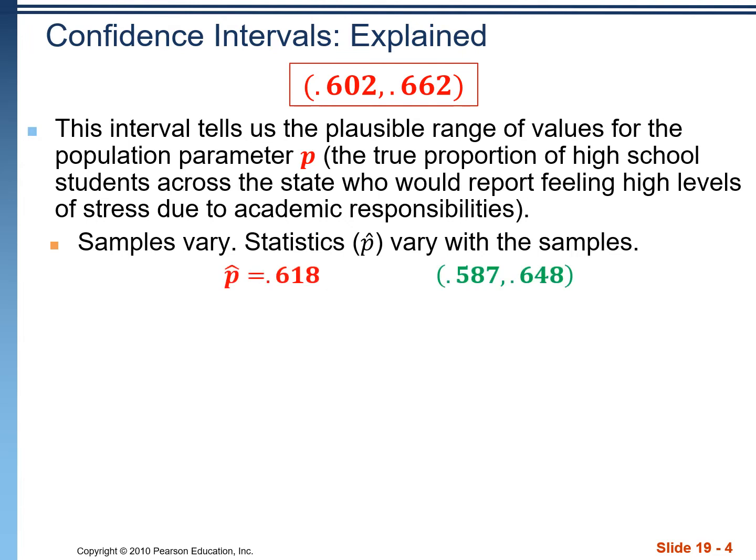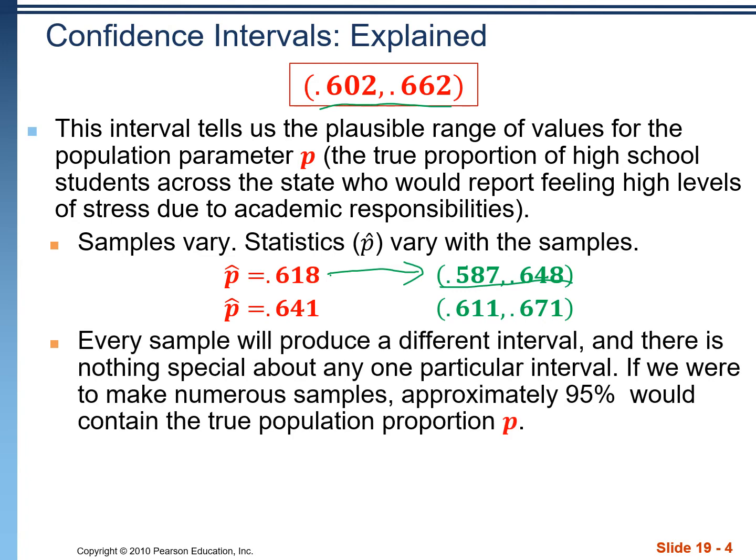Maybe if we did it again, 618 out of the 1,000 people we sampled would say, yes, I feel stressed because of my academic responsibilities. If we created a confidence interval around this value, we would get this interval. Okay, we can notice that this is different than this. If we took a different sample and this time got 641, we get a different interval again. Every sample is going to produce a different interval. There's nothing special about any of these intervals. Okay, so the numbers that we have in our interval up here are not special in any way. They're not more or less special than these numbers down here.